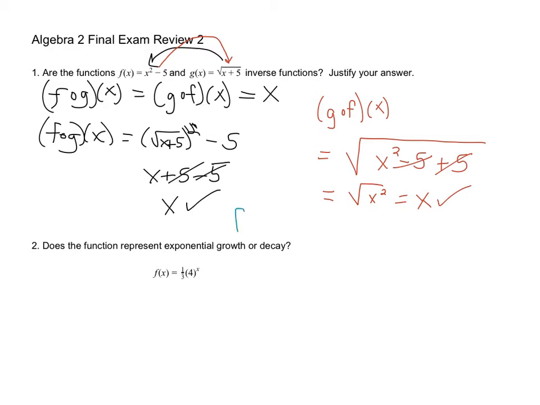So because those are both x, we can say f of x and g of x are inverses.